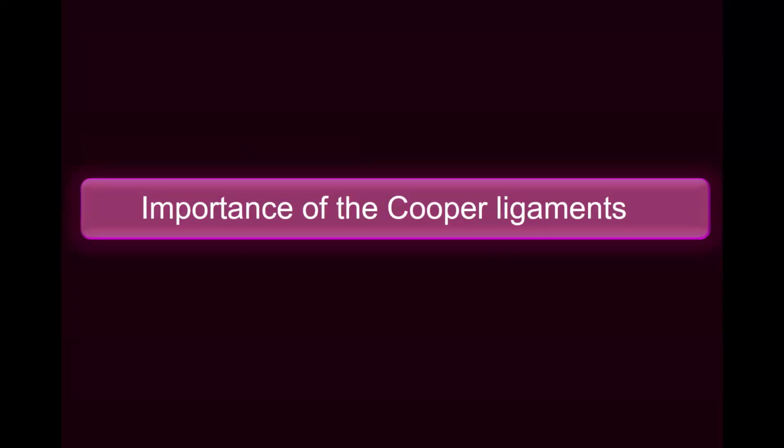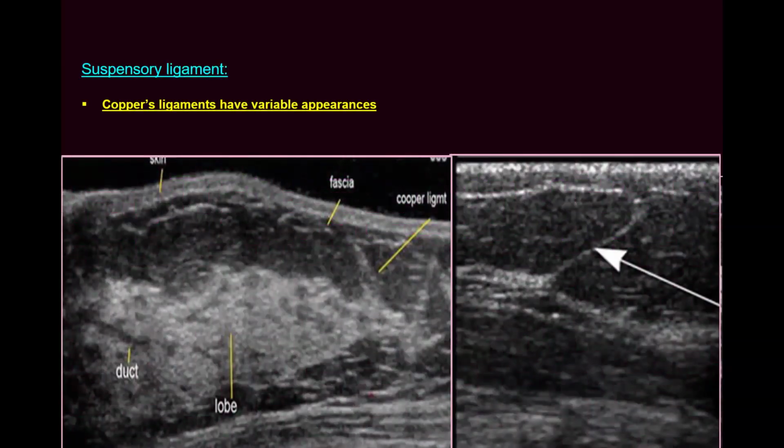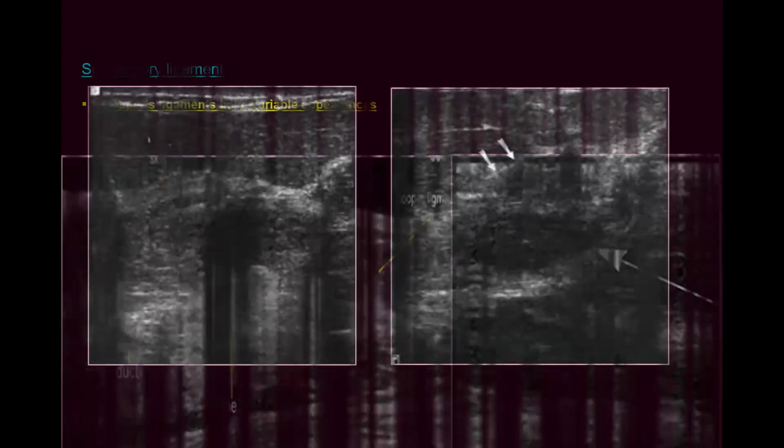What is the importance of the Cooper ligaments? As we discussed before, the Cooper ligaments have variable appearance. Here you can see it as a very thin, linear, hyperechoic structure. Here, a little bit thicker, and you can see the base of it as a peak, and so forth.